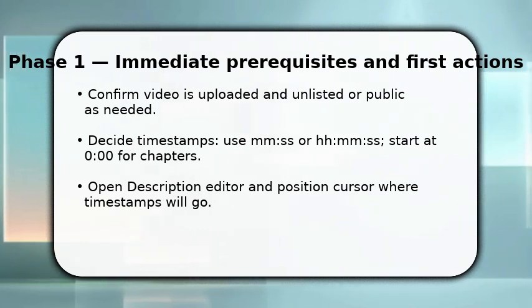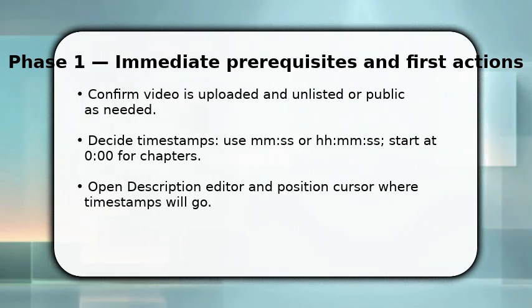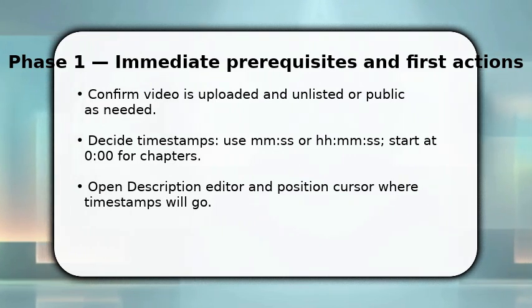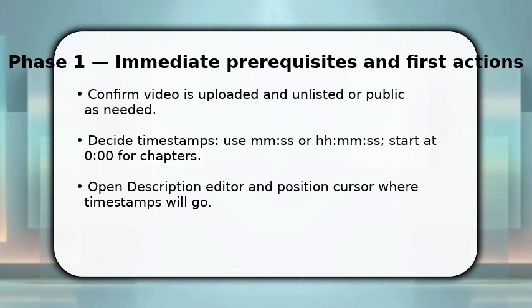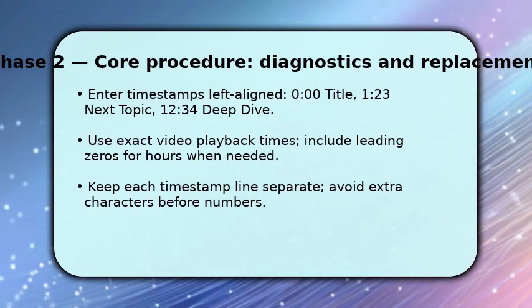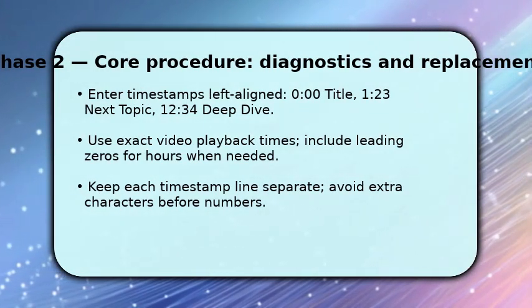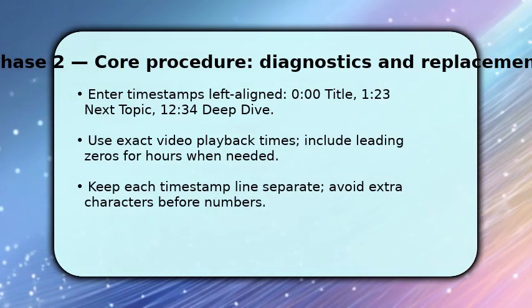Once done, label each stamp with a short, clear title so users can scan visually. Make sure you don't rely on comments or pinned messages. The description is the authoritative place YouTube parses for clickable timestamps. Now add each timestamp on its own line, starting with the numeric time, then one space, then a concise label.